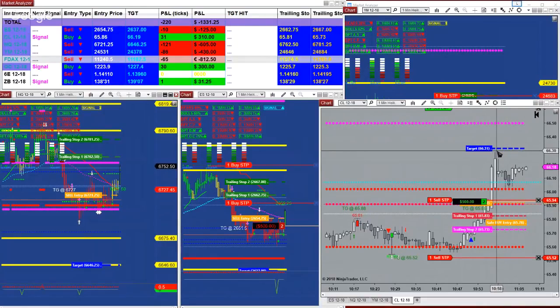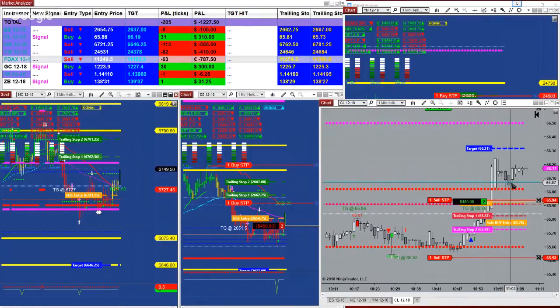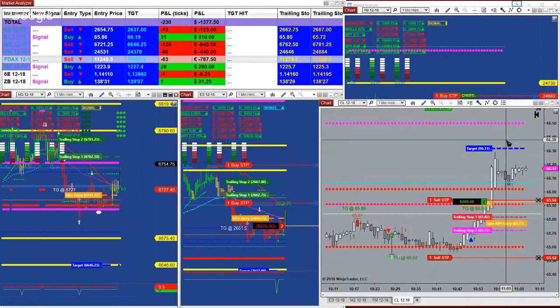For the CL, we hit the target, pulled back on the support line, this red one, exactly what it's supposed to do. And now we are sitting, going back to retest the 66.32. We have a lot of support today.